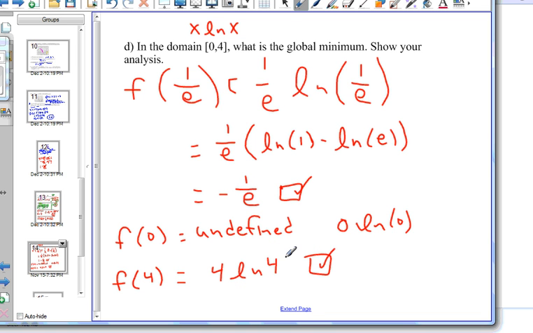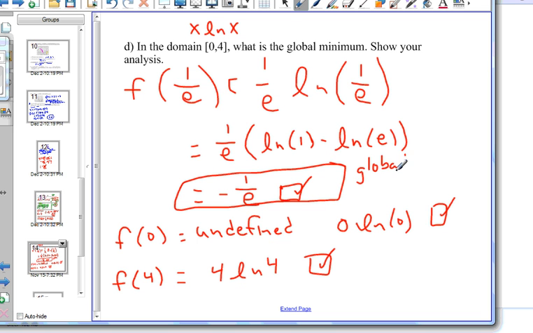So the fact that negative 1 over e is the smallest number between the only critical point and my two endpoints confirms that this is in fact the global min.